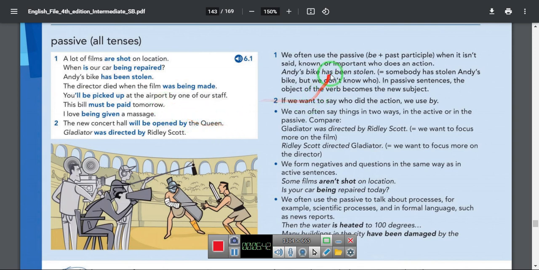For instance, Andy's bike has been stolen. Somebody has stolen Andy's bike, but we don't know who. In passive sentences, the object of the verb becomes the new subject.